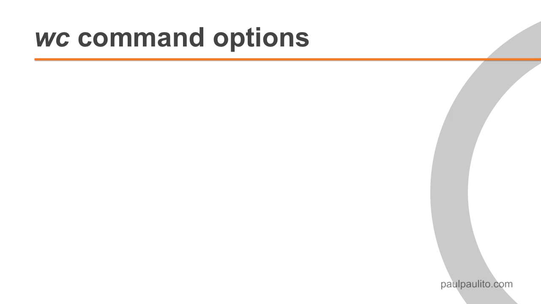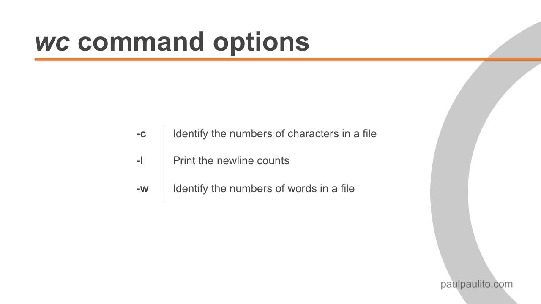The most common wc options are -c, identify the number of characters in a file, -l, print the new line counts, -w, identify the number of words in a file.